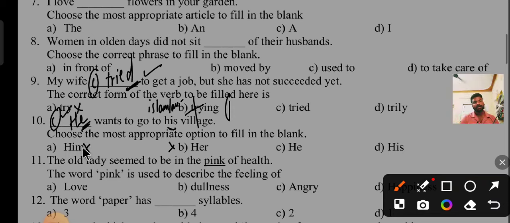His is a possessive pronoun, so option D doesn't come either. Option D is also wrong. Here is the 10th question, and the right answer is option C. He wants to go to his village.